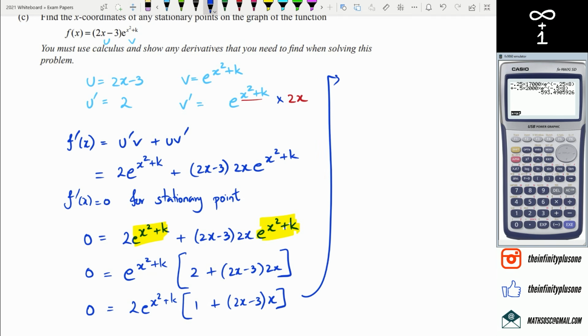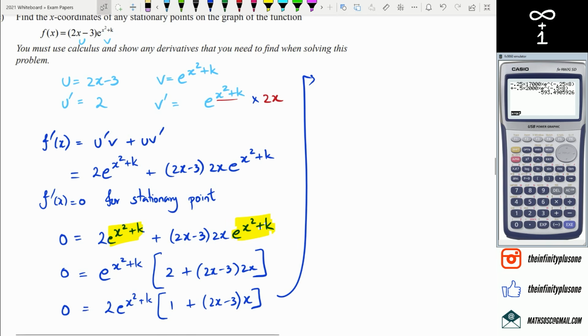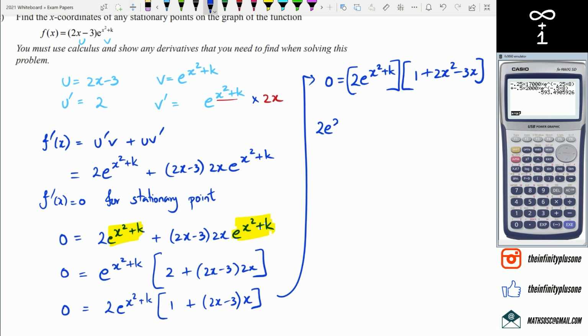So keep on going with this. What I have here is 0 equals 2 e to the power of x squared plus k multiplied by 1 plus 2x squared minus 3x. So basically these two brackets are multiplying each other to equal 0. So I can say the first bracket, 2 e to the x squared plus k, equals 0.